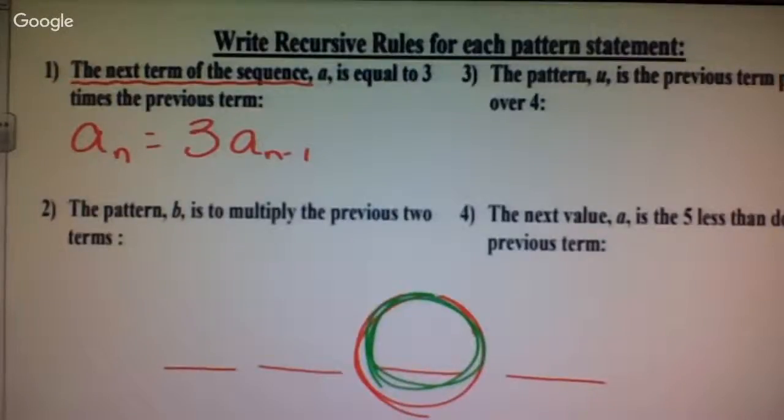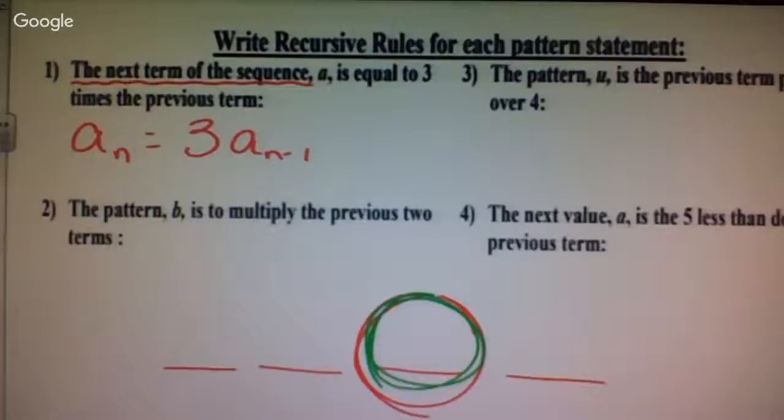I can choose any number in the sequence that I want, as long as I'm not at that first number, because I need that first number. Wait, since you do number 2, we're not solving it. We're just setting up the equation. Finding the equation. I'm still confused.